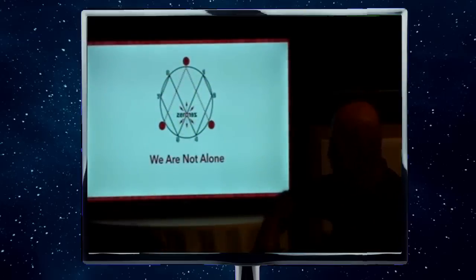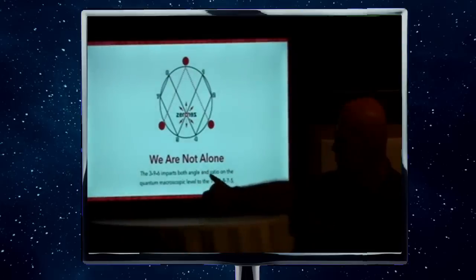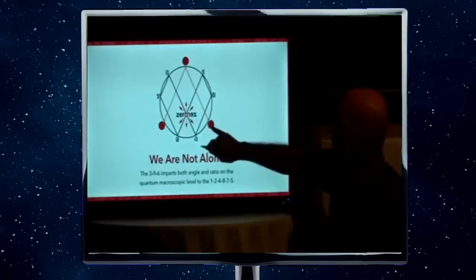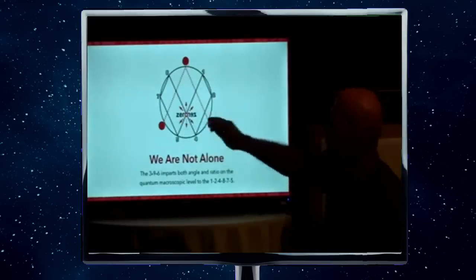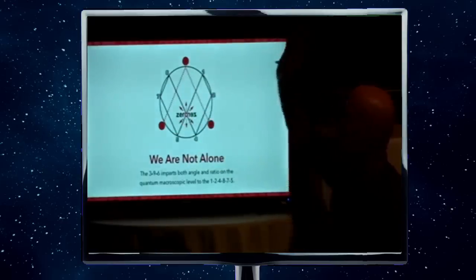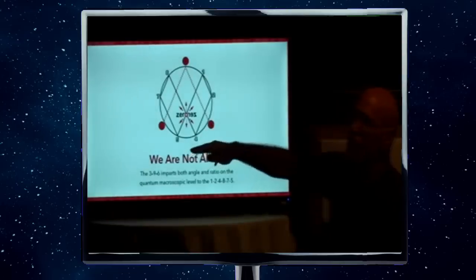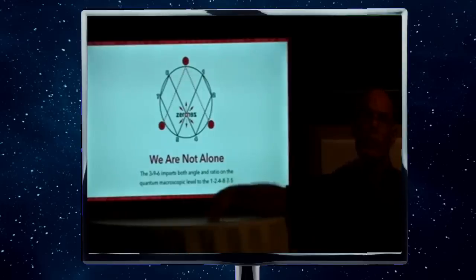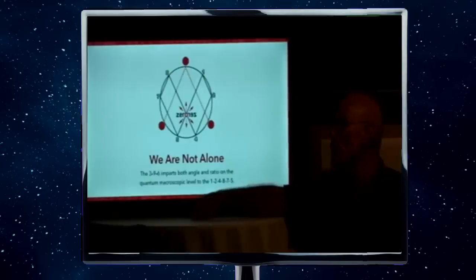We are not alone. We did that last night. The 396 imparts both angle and ratio on the quantum microscopic level to the 124875, which imparts both angle and ratio on the quantum macroscopic level. So I'm saying this is the higher dimensional. I typically refer to this as the 4th dimension, that's omnidimensional, and I'm saying that if all those higher dimensionals, 10, 11, 12, all compact together, if you get the angle of the lower dimensional, our physical, concrete, material world, the 3rd dimension, all the higher dimensions will fall into place with it as well.